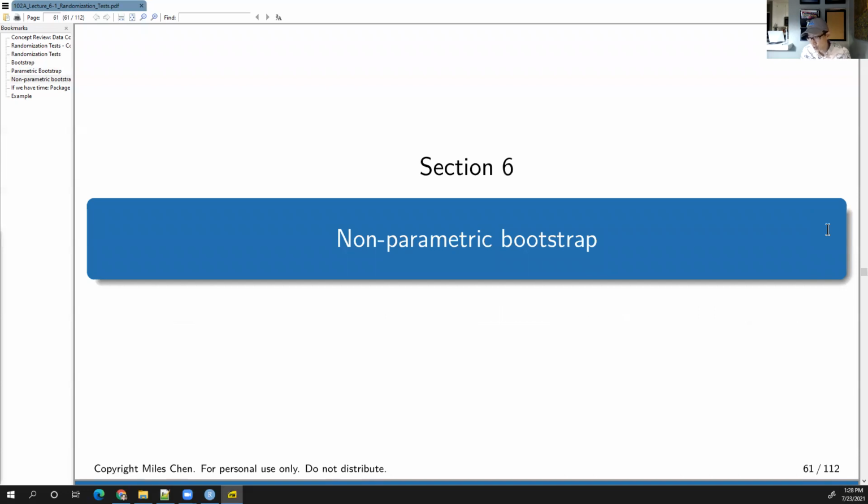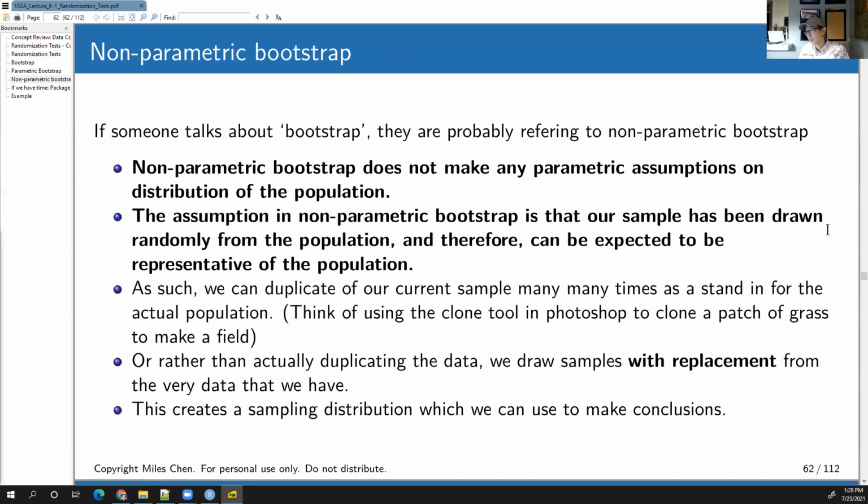The other kind of bootstrap we can do is the non-parametric bootstrap, okay? This is probably what somebody means when they talk about doing bootstrap on a sample of data and just say bootstrap without qualifying it as parametric. They probably are referring to non-parametric bootstrap. It is called this because we do not make any parametric assumptions about the population.